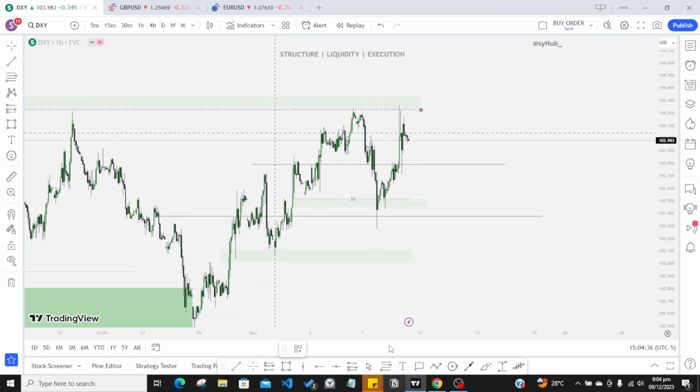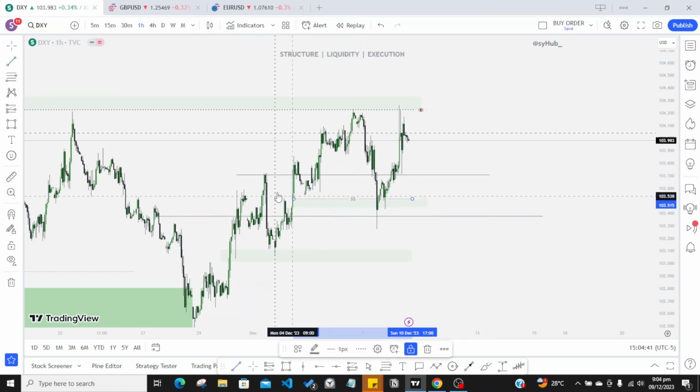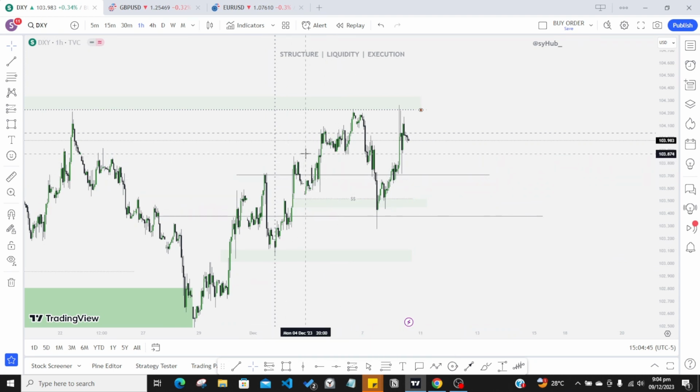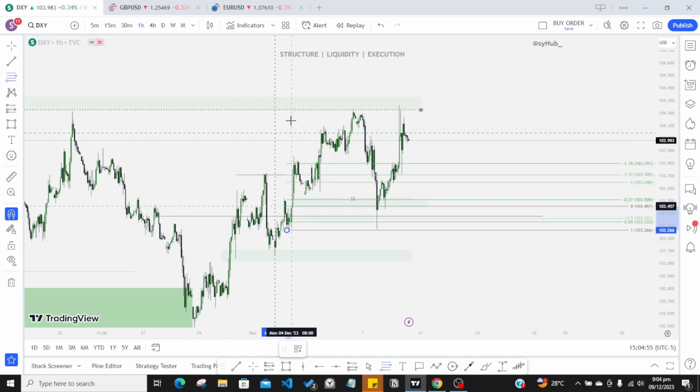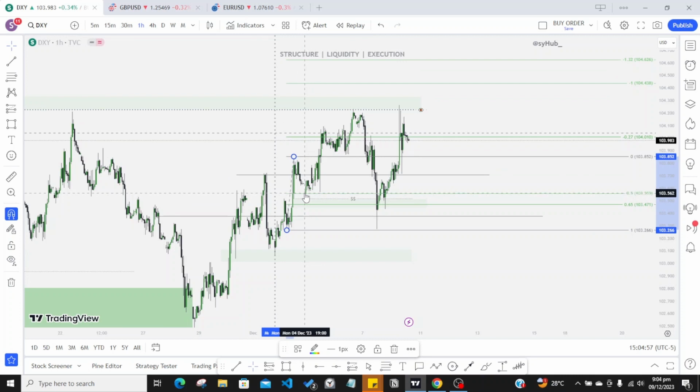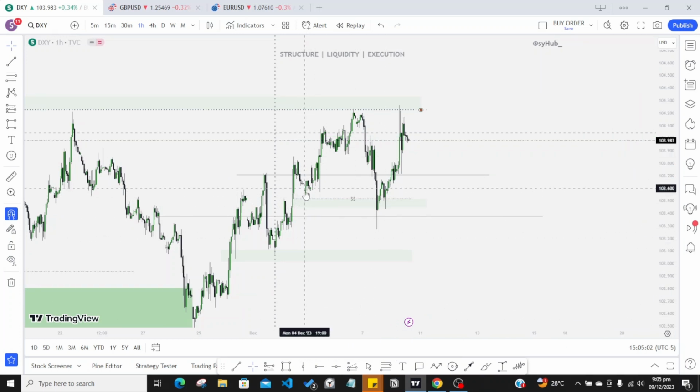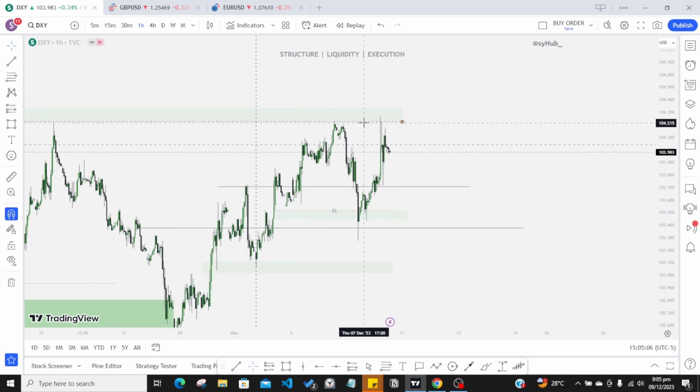After seeing price break out this high, it confirmed my bullishness. So going in, I'm looking for price to make a retracement into discount of the previous structure, which is from here. Just looking for price to go into discount, which price did perfectly, 50% here, as you can see, guys. The price went into discount and bounced off, breaking out this structure and ultimately targeting this liquidity here.